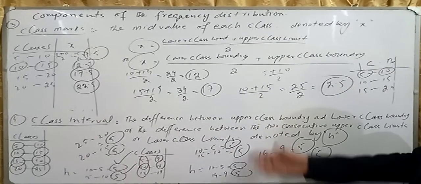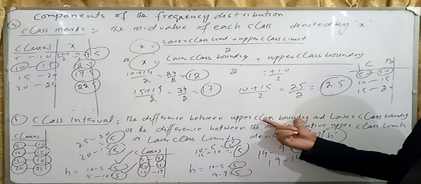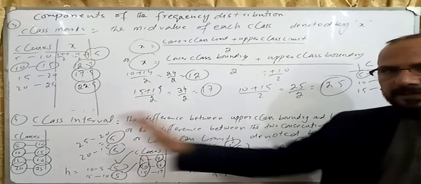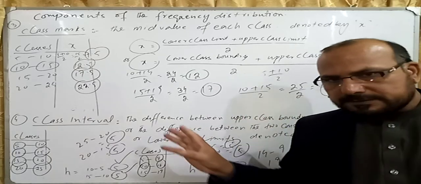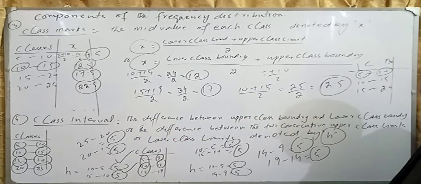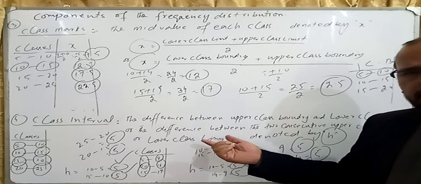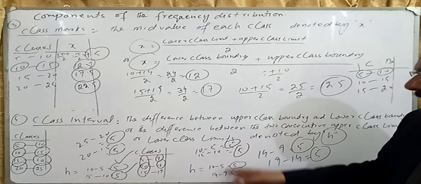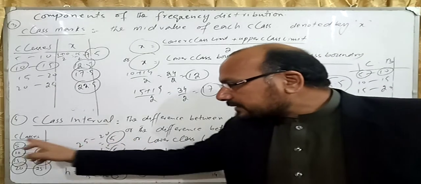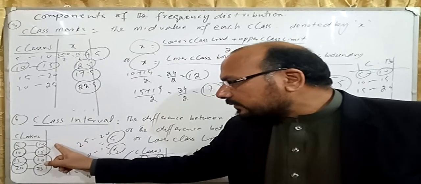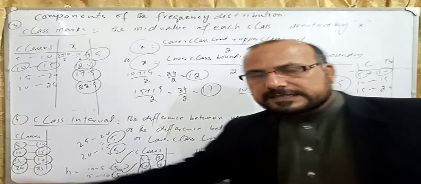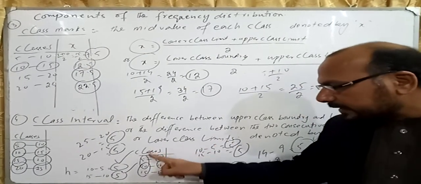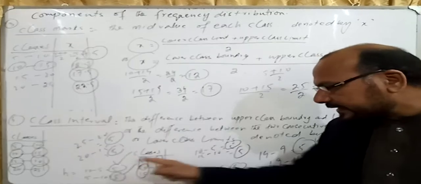If the classes are in continuous form, meaning the class boundaries are given, it is the difference between the upper class boundary and the lower class boundary. And if the class limits are given, meaning the discontinuous form, it is the difference between two consecutive upper class limits. It means that in class boundary form, you can find the class interval horizontally as well as vertically. But if the class limits are given, you can only find the class interval by subtracting vertically, not horizontally.